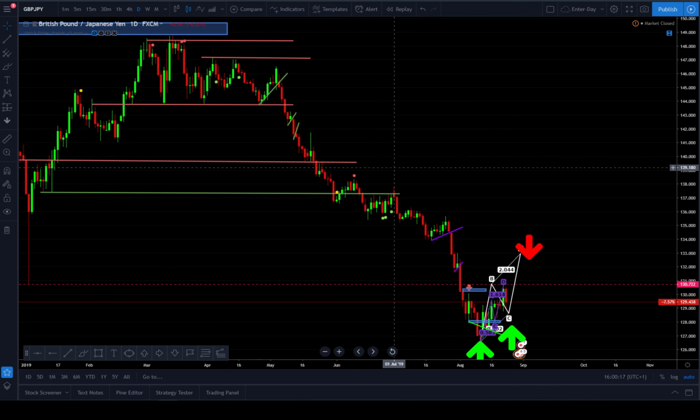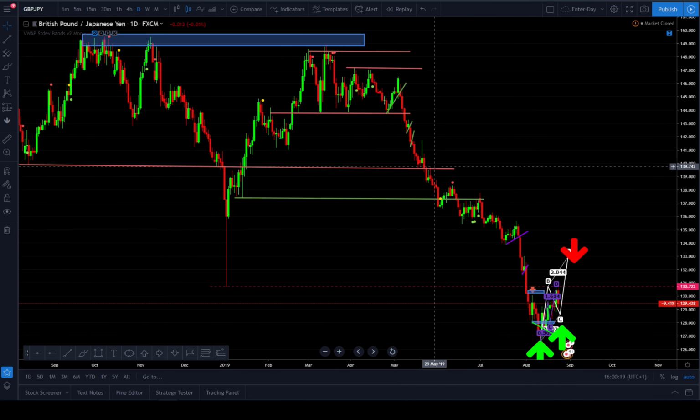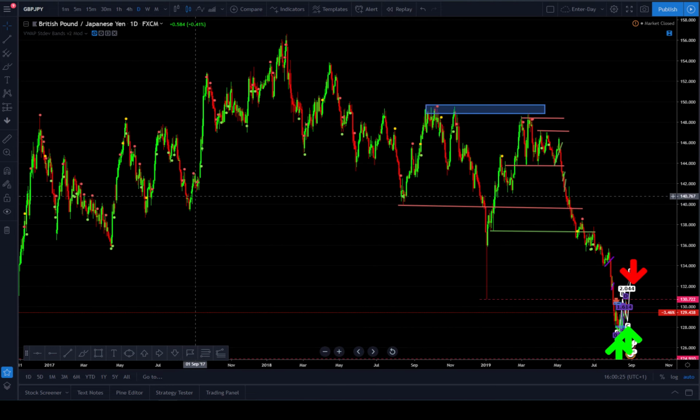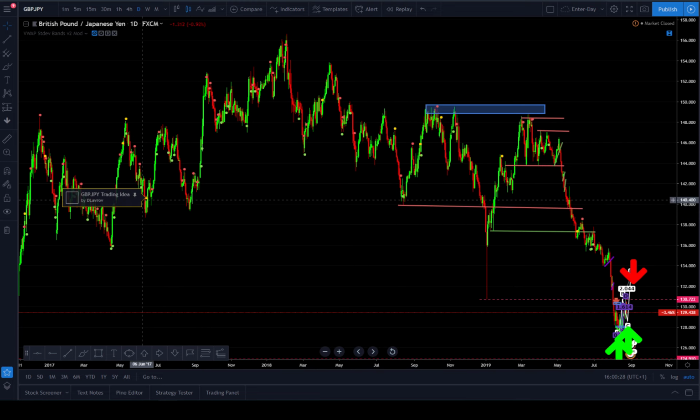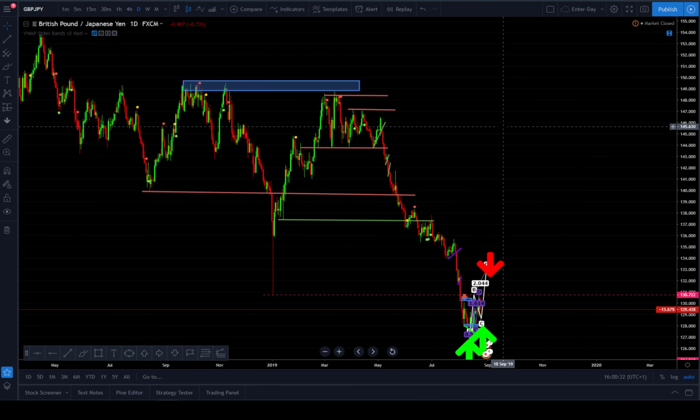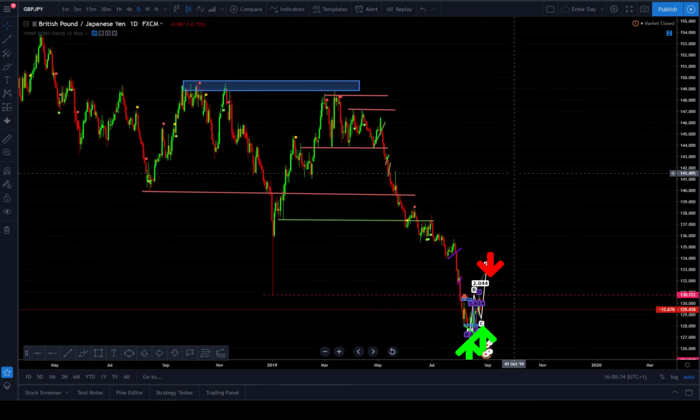138, 140 is definitely going to come into play. Before 140 you're going to see a lot of consolidation. As you can see here, this point, this point, this point, all these areas are going to have a lot of sellers waiting for it to come back up there. However, that will run away if we have good news on Brexit, because the pound will increase in value.